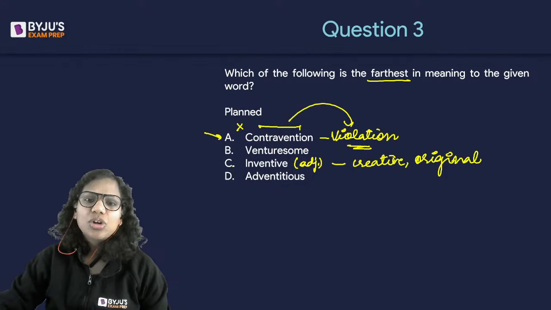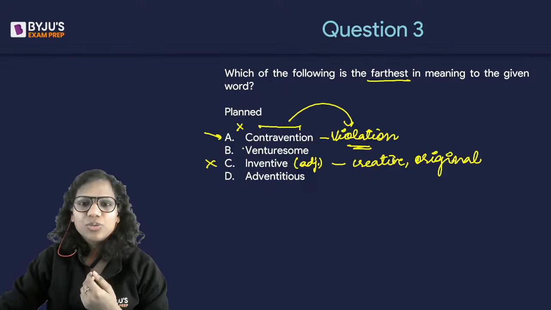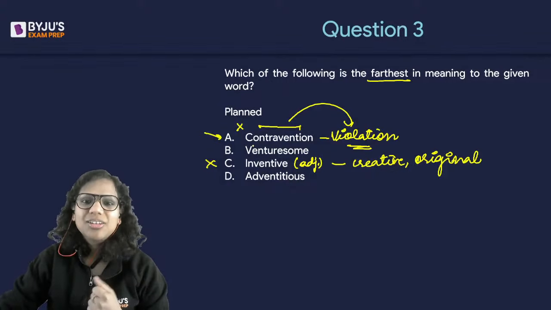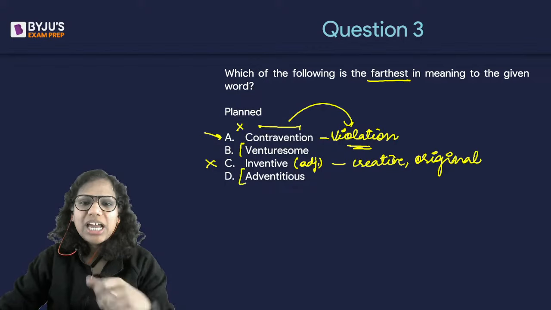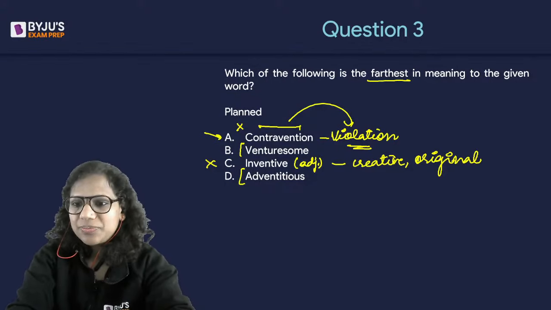So, even this does not mean unplanned, isn't it? Something that's original may not necessarily be unplanned. No, you may have planned it. You may have planned to actually discover it. So now comes B and D. Venturesome versus adventitious.